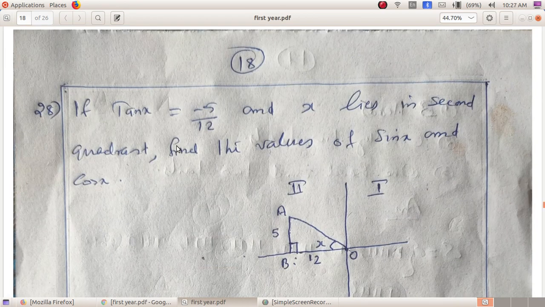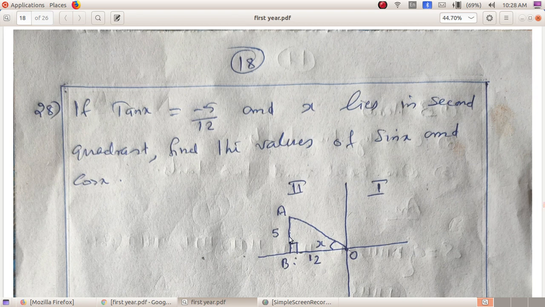If tan x is equal to minus 5 by 12 and x lies in the second quadrant, find the values of sin x and cos x. In the second quadrant means this one, so you draw the figure like this. Tan x means opposite side by adjacent side, 5 by 12. Then negative symbol means in the second quadrant, so this is along negative part, therefore that is why here negative. So actually this 12 is negative 12. No need of writing minus 12 here, you just imagine. Then this is 5, this is 12.